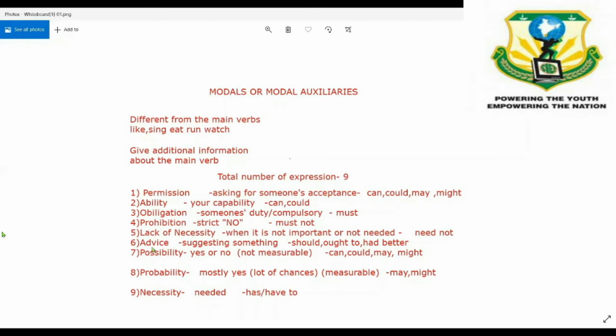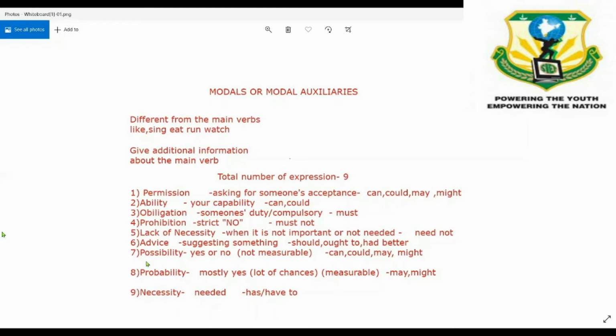The sixth one is a piece of advice. When someone is giving you advice, they suggest something for your betterment, right? In that situation, you can use these modal auxiliaries. They are should, ought to, had better. For instance, you should read well to pass your examination. Should is used a lot in practice when you are giving advice, and had better is used very little. So you can keep in mind that should and ought to can be used for giving a piece of advice.